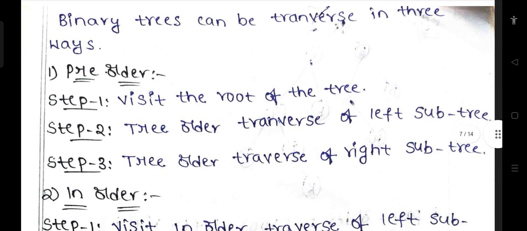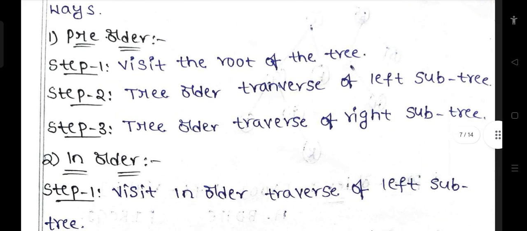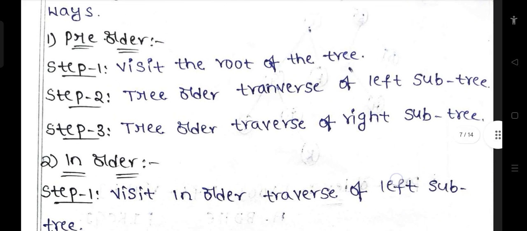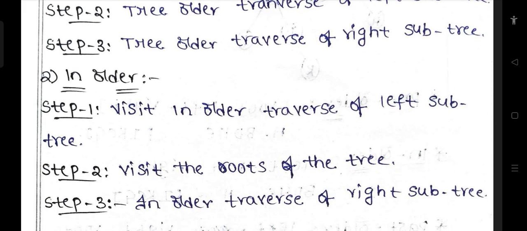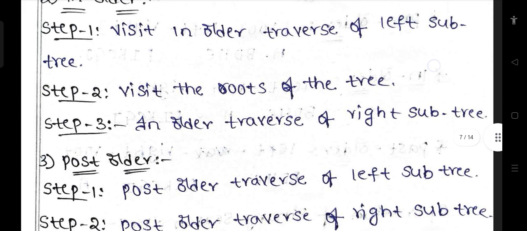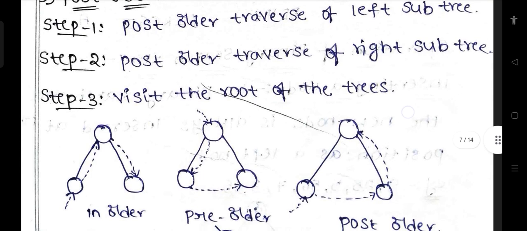If all these three conditions are satisfied by any tree, then that tree comes under the binary search tree. Here we can traverse binary trees in three ways: pre-order, in-order, post-order. Coming to pre-order: visit the root of the tree, then go to the left subtree, and then to the right subtree. In-order: first the left subtree, then root, then right. Whereas post-order: left subtree, right subtree, then last the root.